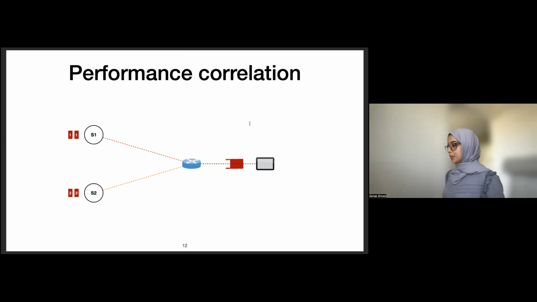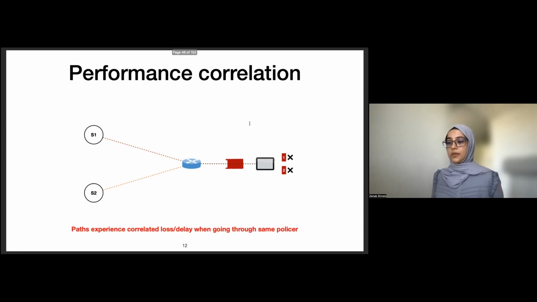So what is correlation? Imagine the policer was at the common link of the network, and the two servers send a packet. Back then, the queue was not full. Then the two servers sent another packet, but the queue was full at that moment. The two packets will observe the same overflow event and will lose packets at the end. So paths that go through the same policer experience correlated loss or delay, which is congestion.